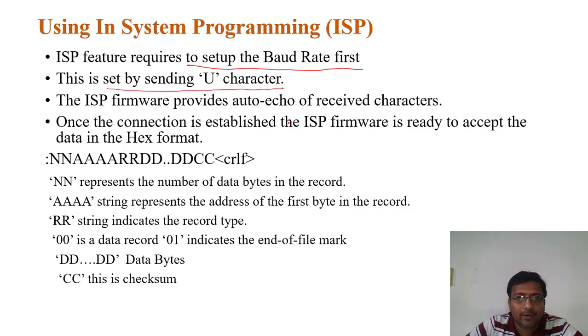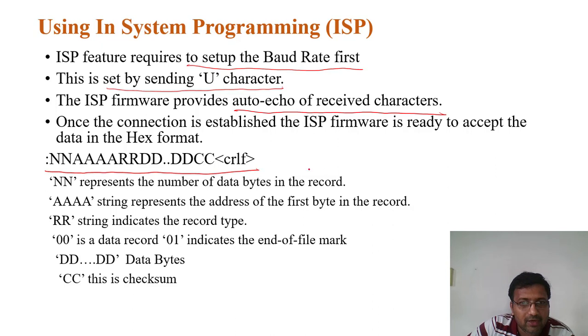Then the ISP firmware provides an echo. If U has been sent, then it receives the U again from the microcontroller. Whenever the U is received by the microcontroller, it enters into a boot block. Once the connection is established, the ISP firmware is ready to accept the hex file. So here it is in hex file format. What will the hex file contain? The hex file always contains this format.